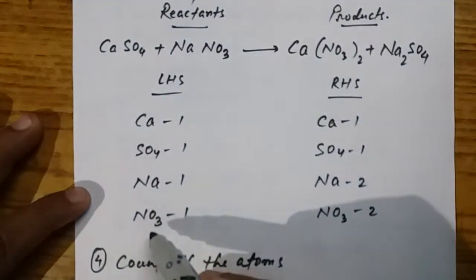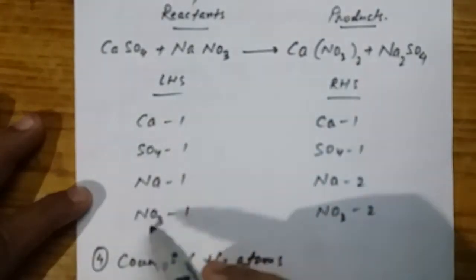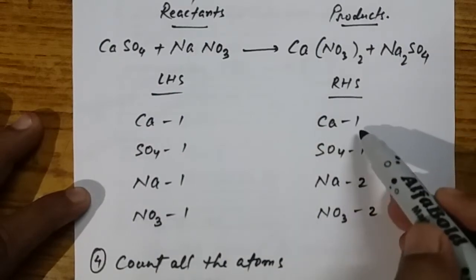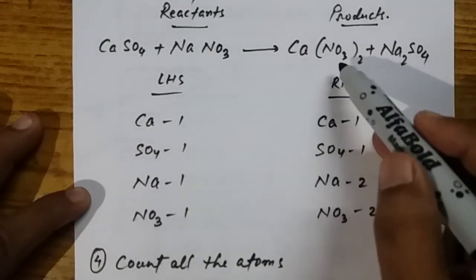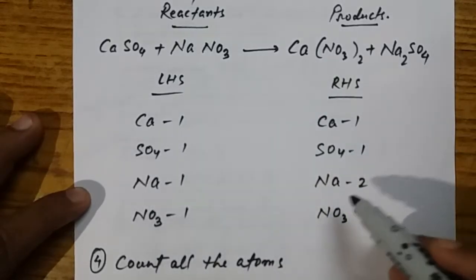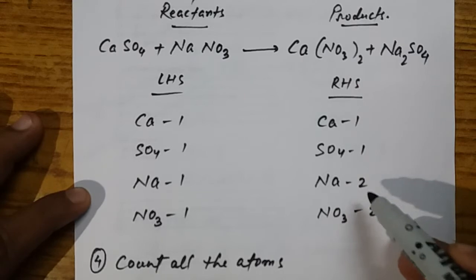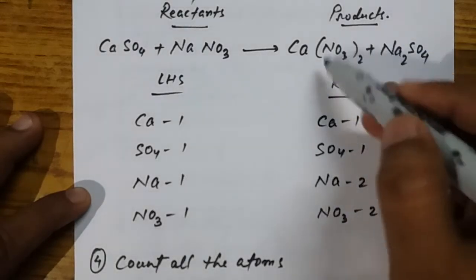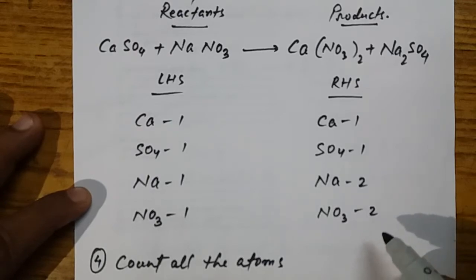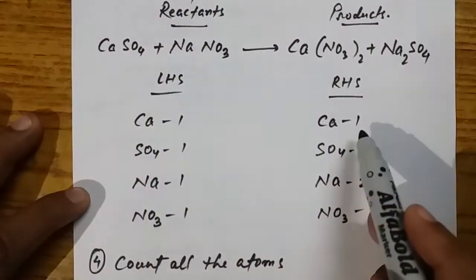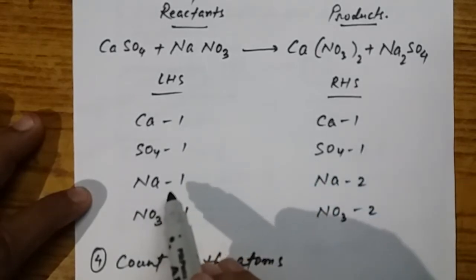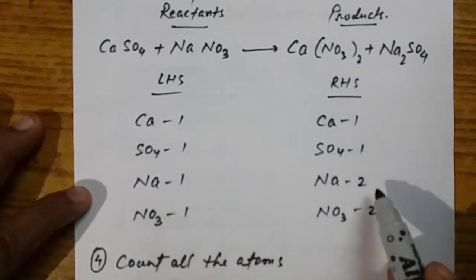NO3 we will take as a whole, as a polyatomic is there, so we will take as a whole. NO3 is how much? 1. Over here Ca is how much? 1. Again here is what? SO4. SO4 is how much? 1 over here. Na is how much? That is 2. NO3 whole 2, that means there is 2 NO3 over here. Now see what? Calcium, both the sides are 1. SO4, both the sides are 1. Na, in the left hand side there is 1, but in the right hand side there is 2.